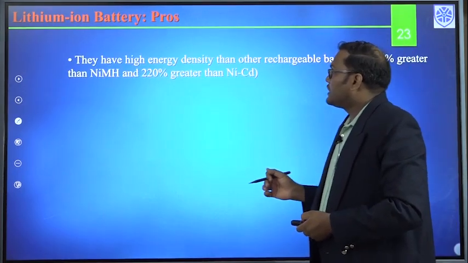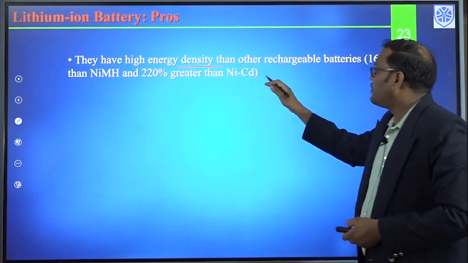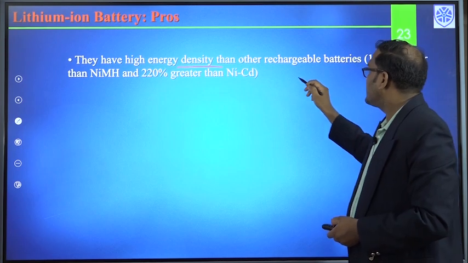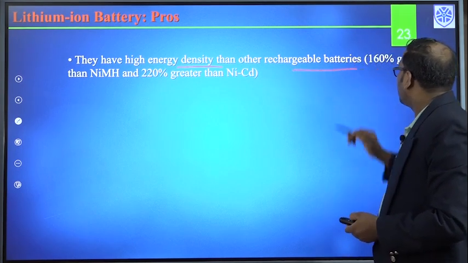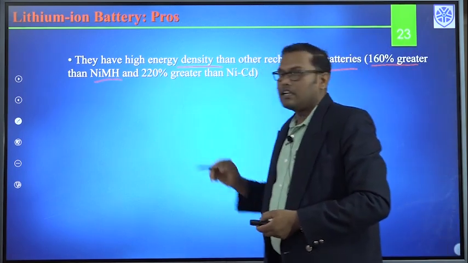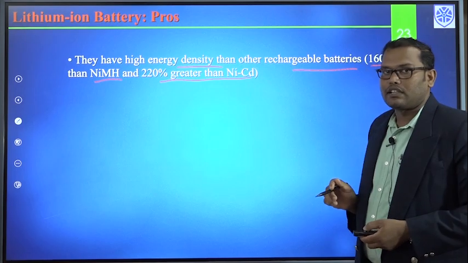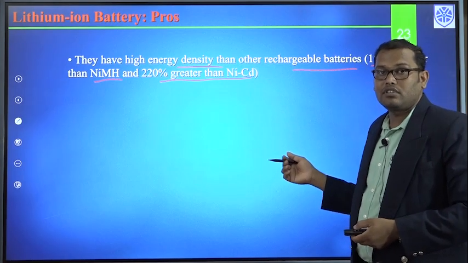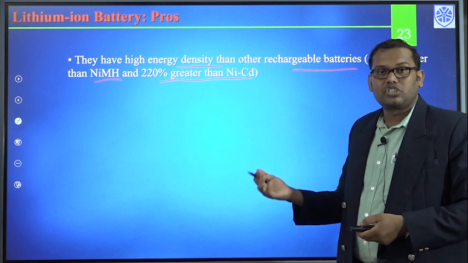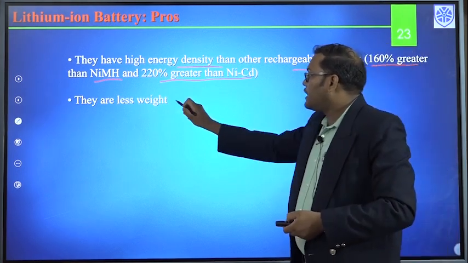So let us see what the advantages of lithium batteries are. They have very high energy density. I already discussed what exactly energy density is, compared to any other rechargeable batteries. For example, 160% greater than nickel metal hydride, or 220% greater than nickel cadmium battery. This very high energy density is because a high amount of energy is stored as lithium inside the graphite, and they are very light in weight.